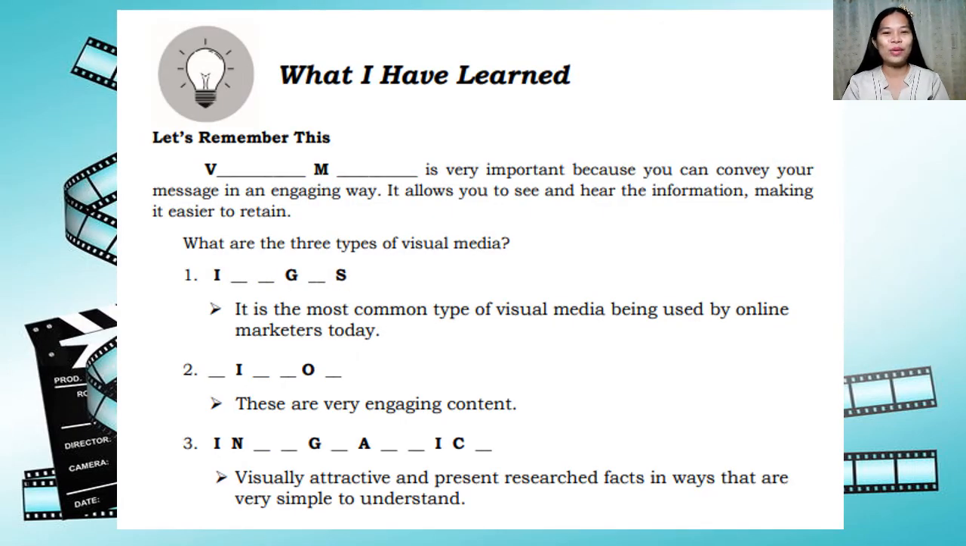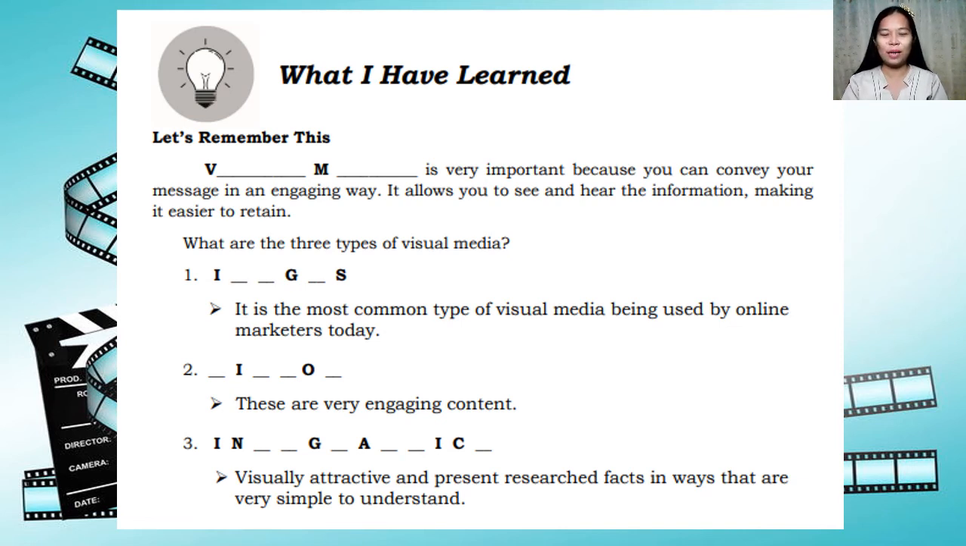Alright, so after answering several activities that are included in Lesson 3, Finding Meaning in Visual Media, let us check what you have learned. Let's remember this. V blank M blank is very important because you can convey or share your message in an engaging way. It allows you to see and hear the information, making it easier to retain.